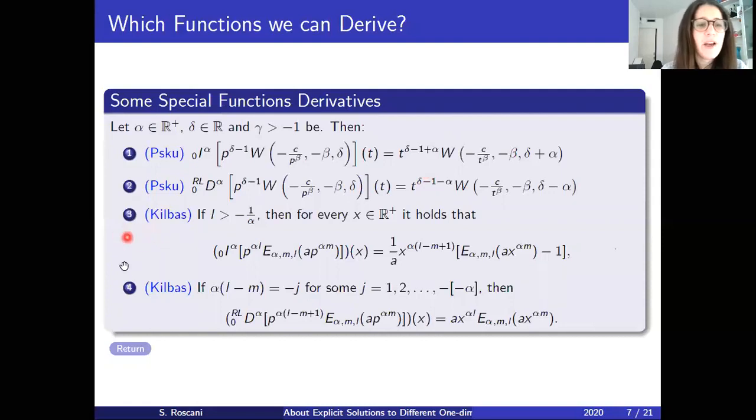Instead, for properties 3 and 4, which were stated by Kilbas in 1996, the fractional integral and fractional derivative of a power times the three-parameter Mittag-Leffler function can again be expressed in terms of another three-parameter Mittag-Leffler function. That is the interesting thing. And I have chosen here the spatial variable, because I will use them when I talk about the spatial explicit solutions.